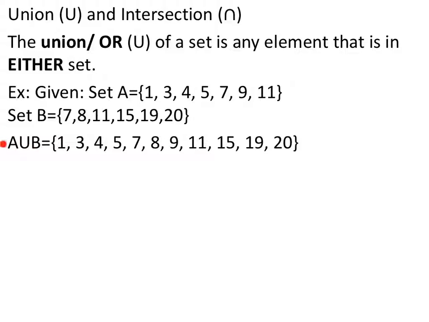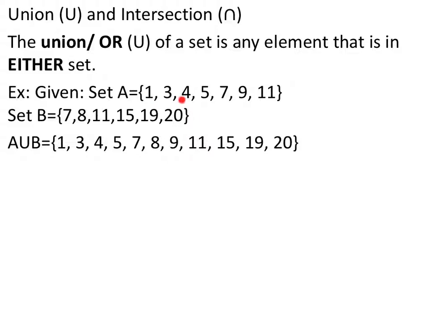This is set A or B, and it's shown with this U right here for union. Now, it's any element that is in either set, meaning if it's part of one, it's part of the union. So on this one, we see set A, and that means everything in A is part of the union, but also everything in B. But remember, we're not listing repeats more than once.